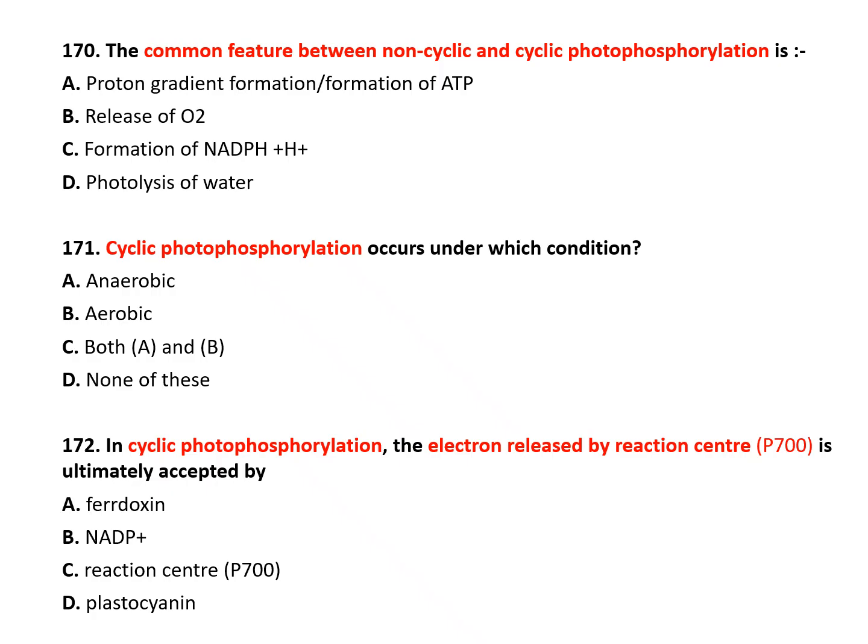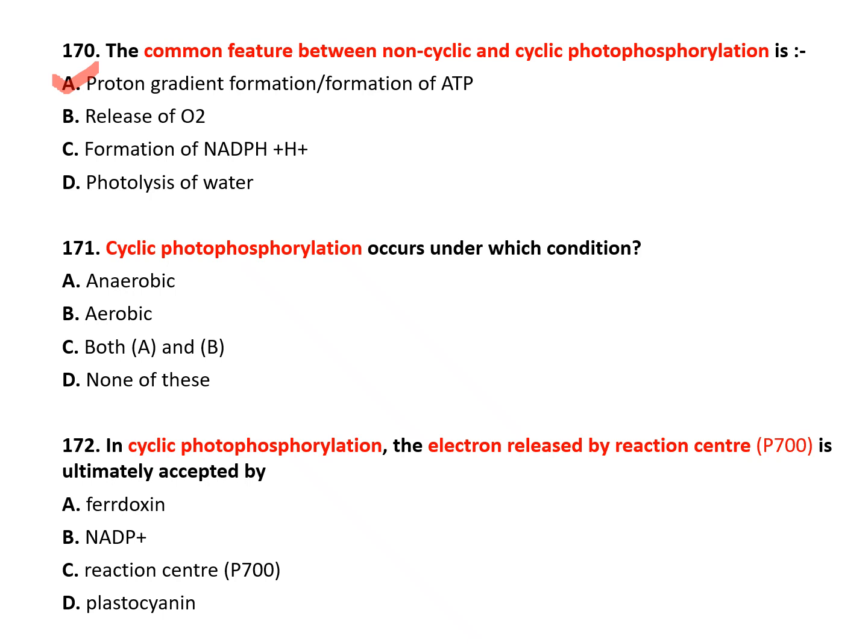The common feature between non-cyclic and cyclic photophosphorylation is option A, proton gradient formation or formation of ATP. Option B, release of oxygen. Option C, formation of NADPH plus H plus. Option D, photolysis of water. The correct answer is option A, proton gradient formation or formation of ATP. The next question number 171.